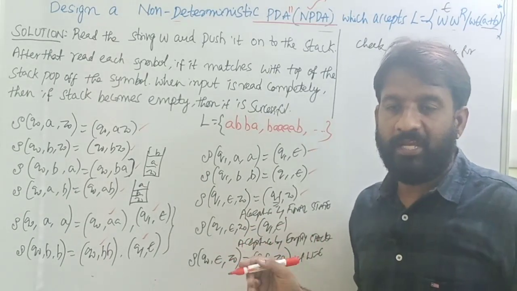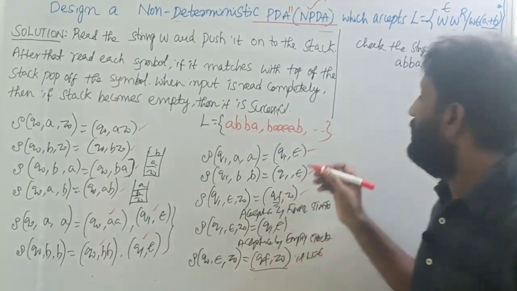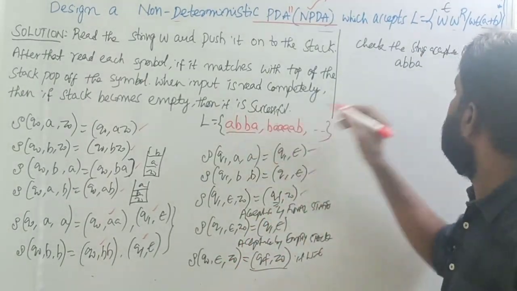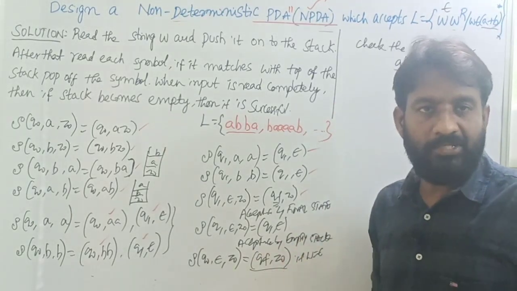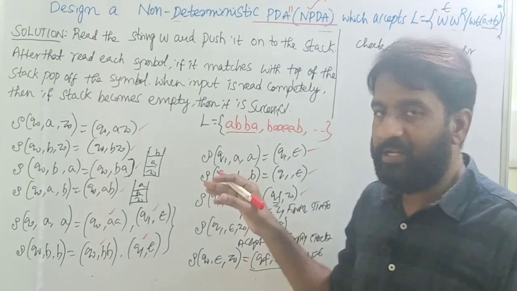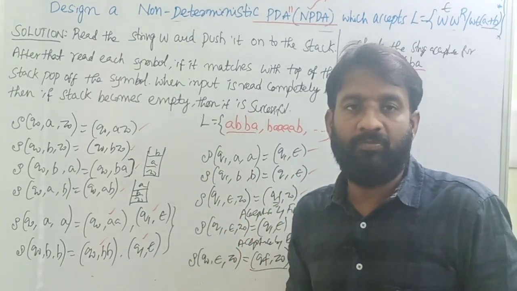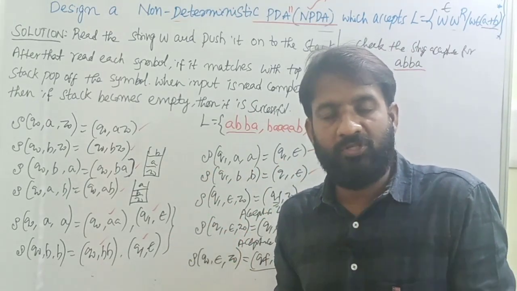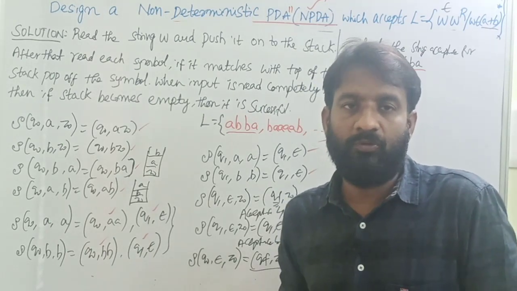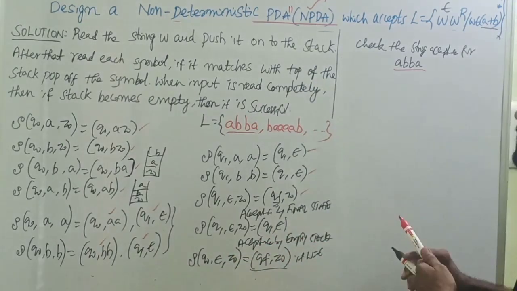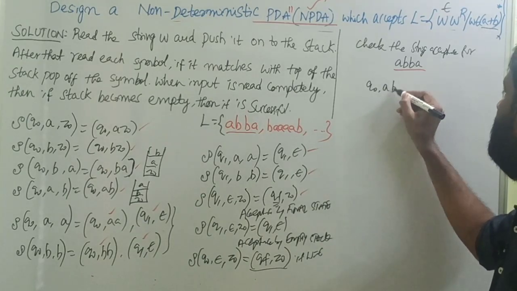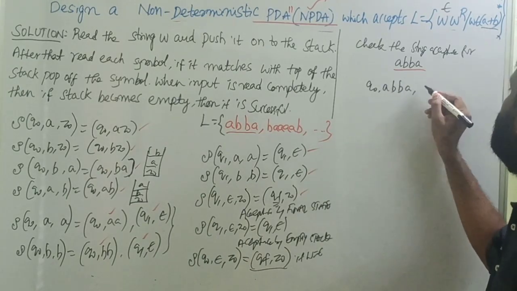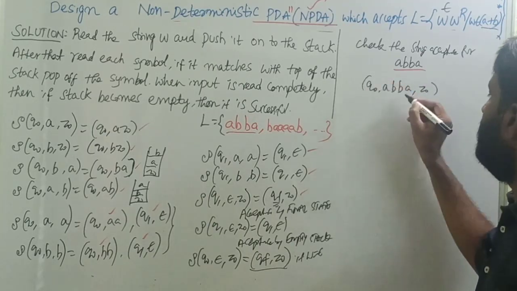Now check for string acceptance. Let's take the string ABBA. Now write the instantaneous descriptions, IDs. By using an ID, at any time we can analyze the configuration of the pushdown automata, whether it is a deterministic pushdown automata or a non-deterministic pushdown automata. So the initial state is Q0, the input string is A, B, B, A, and the top of the stack is Z0. This is the first ID.